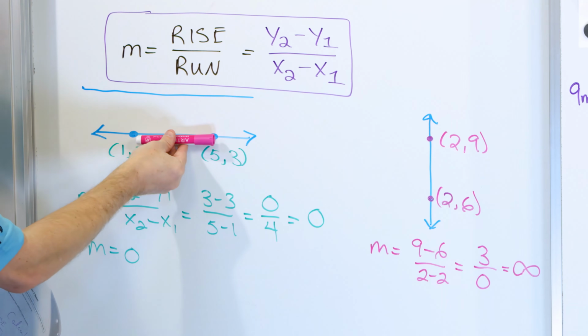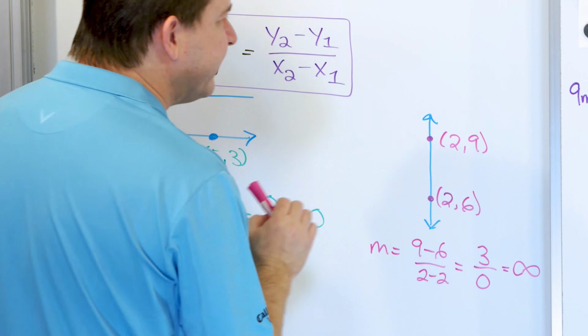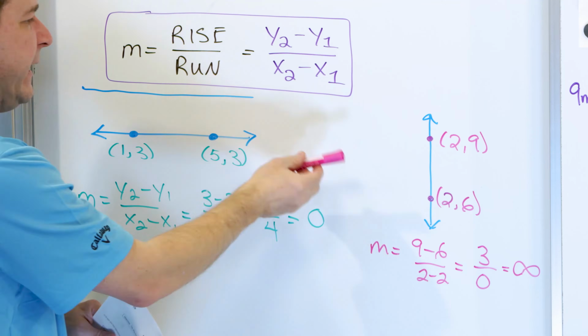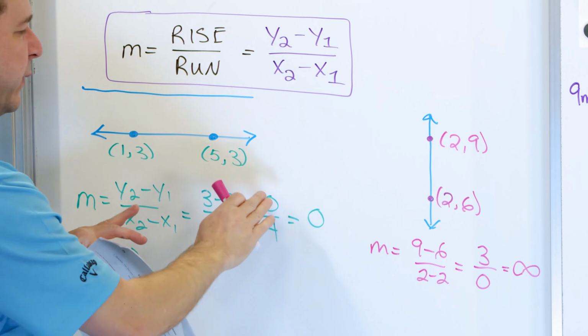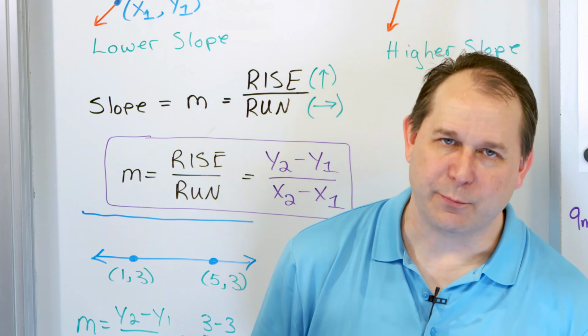So you have a slope of 0 when it's flat. You have a slope of infinity when the line is up and down. And all of these slopes in between are just going to be some number between 0 and infinity. Of course, if the line flips the other way, then the slope is negative.